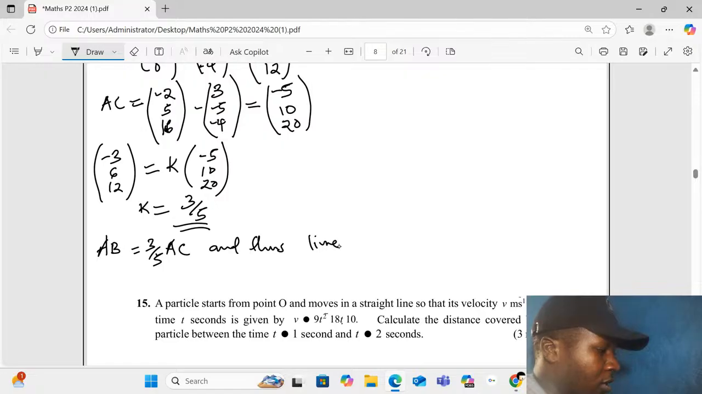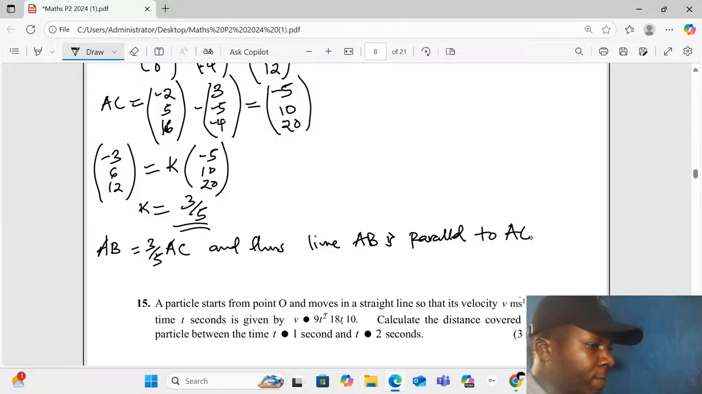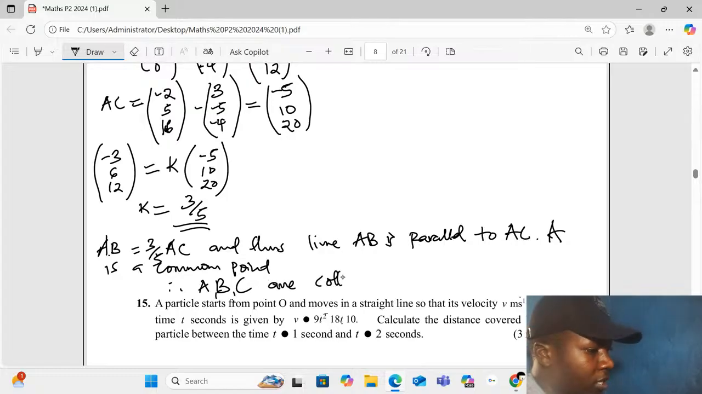Now that K is 3 over 5 of AC, and thus line AB is parallel to AC. Then A is a common point, and therefore A, B, C are collinear. So that is how you show that the points are collinear.